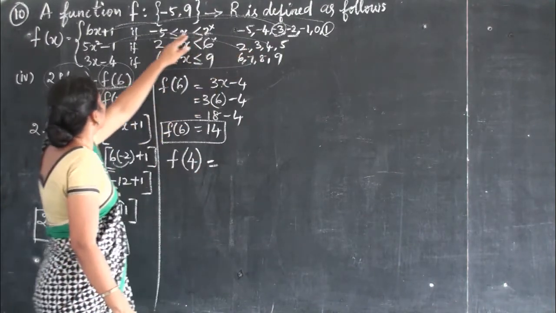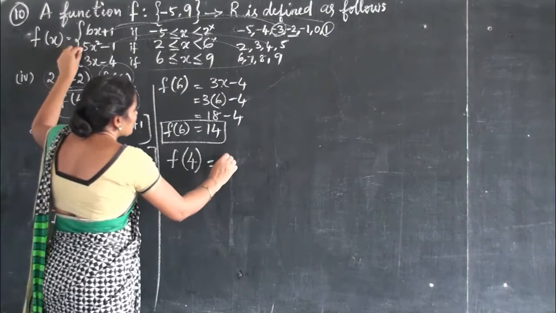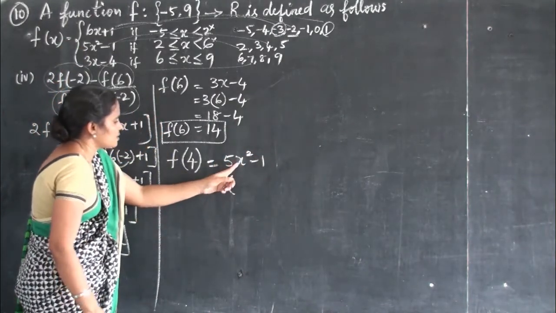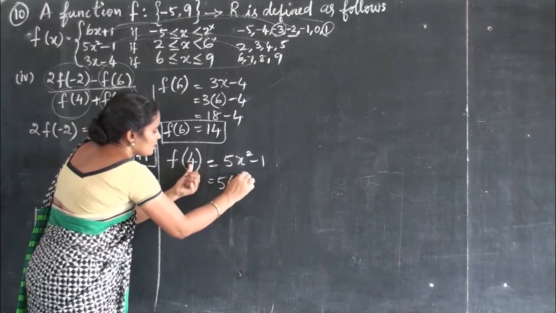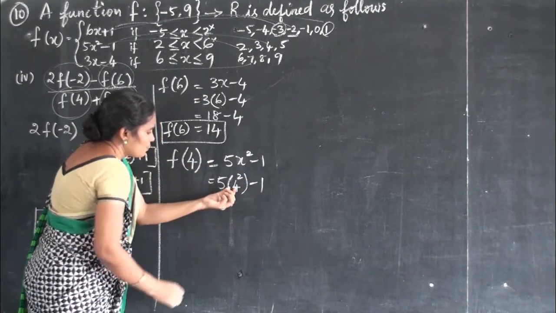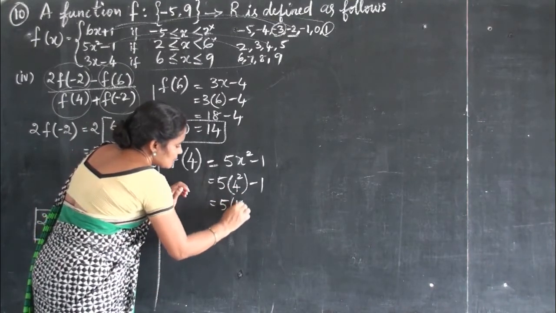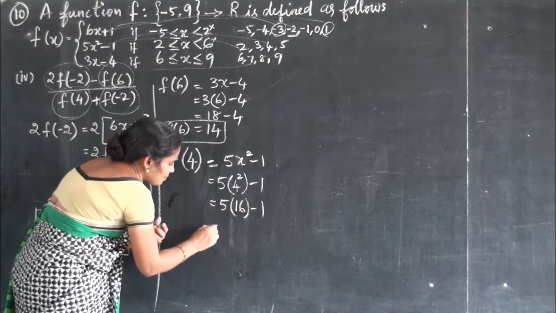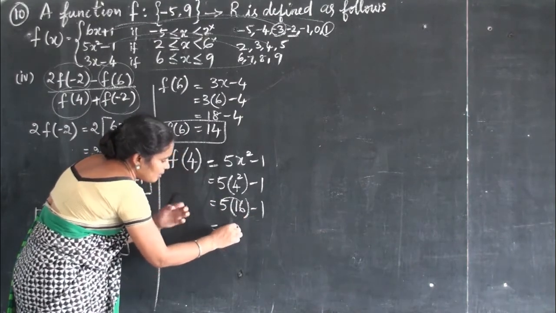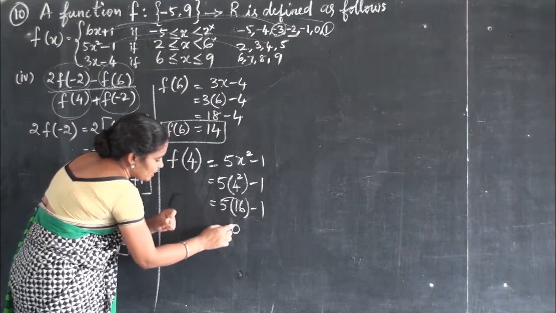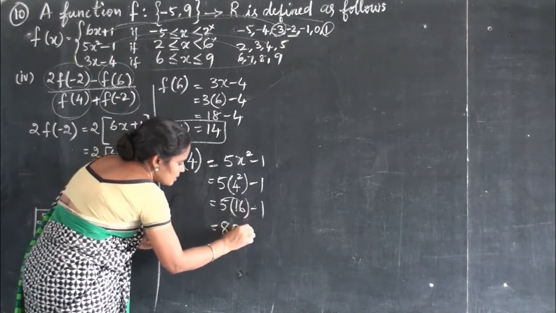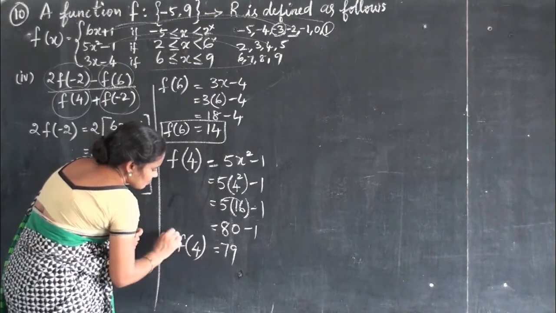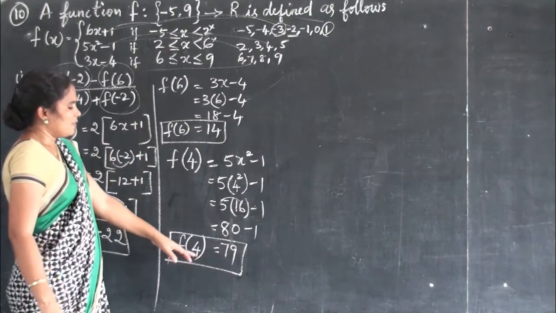F of 4: the value lies in the second equation, that is 5x square minus 1. So 5x, x is 4. 5 into 4 square minus 1. 4 into 4 is 16, minus 1. Multiply this 16 into 5. 5 6s are 30, remaining 3. 5 1s are 5, 5 plus 3 is 8, minus 1, that is 79. F of 4 is equal to 79.